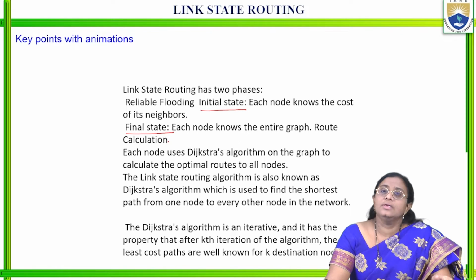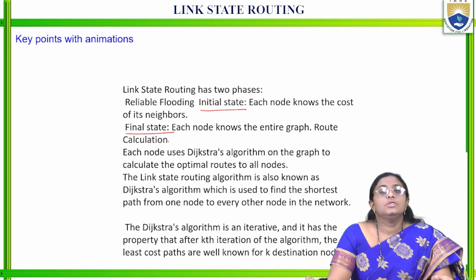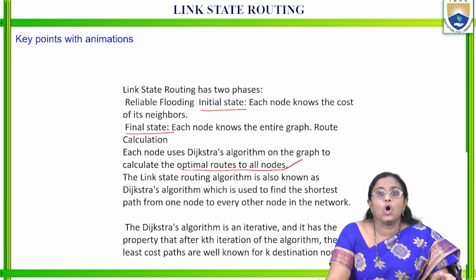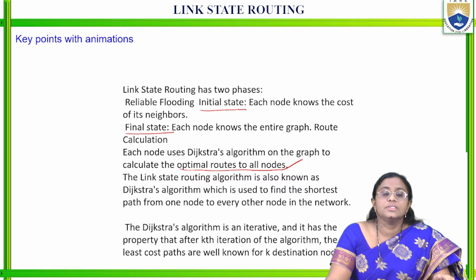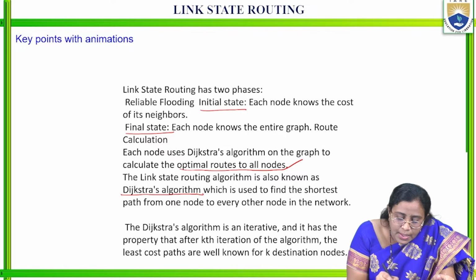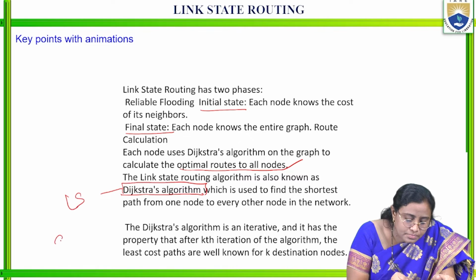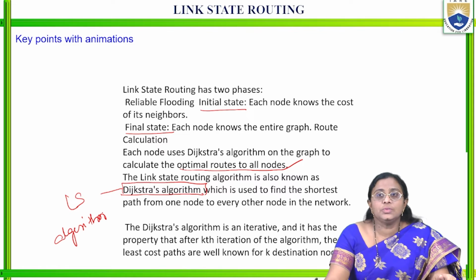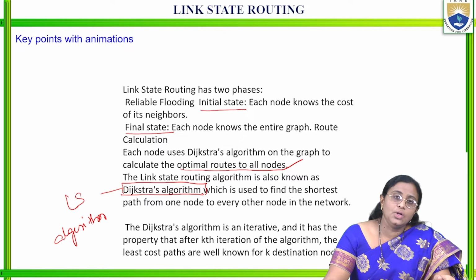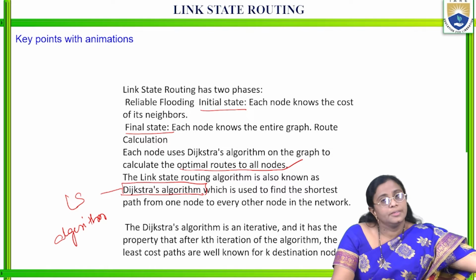Each node uses Dijkstra's algorithm on the graph to calculate the optimal routes to all nodes. The link state algorithm is also known as Dijkstra's algorithm or the LS algorithm, which is used to find the shortest path from one node to every other node in the network.